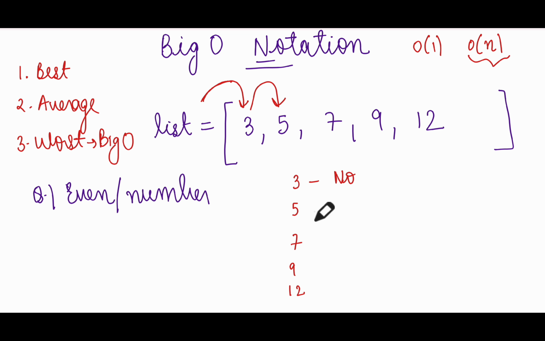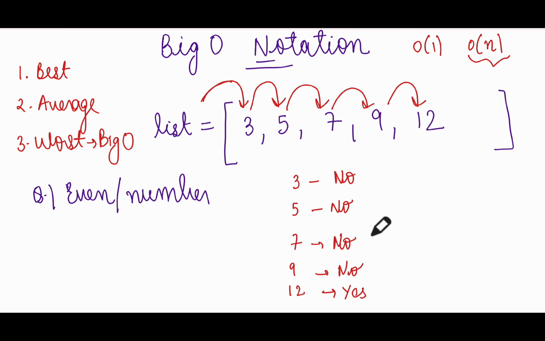Now, is 5 an even number? No, 5 is also not an even number. So now I'll move again to the next, 7. Is 7 an even number? It is not an even number. After that I'll move to 9. 9 is also not an even number, and then I will move to 12. And this means it is an even number, and yes, I will return.